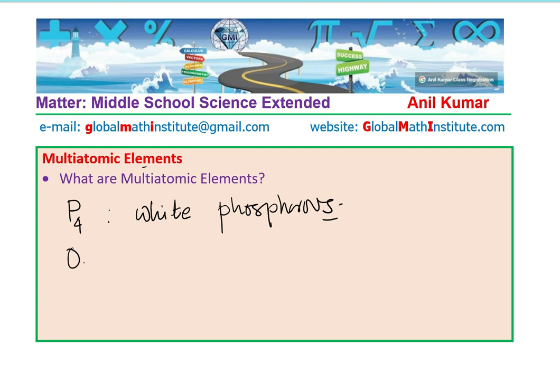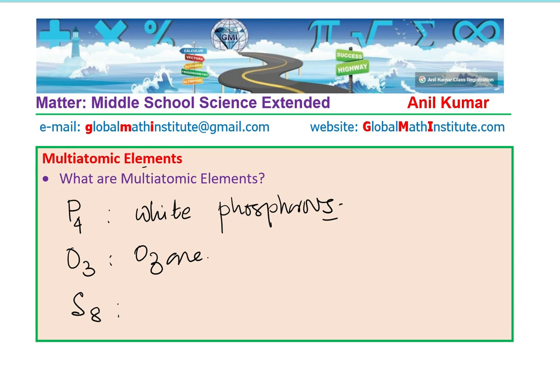We have ozone, for example. Here you see there are three atoms of oxygen, same type. Sulfur has many allotropic forms. S8 is one of them, for example. So these are all multi-atomic elements. It is not just the diatomic ones which we have. There are many multi-atomic elements.